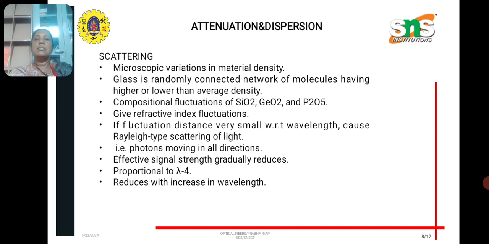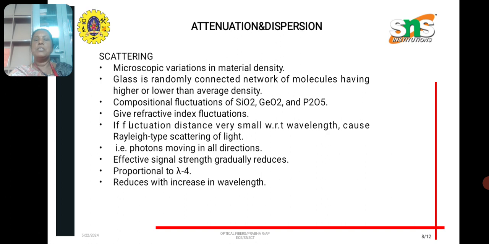And the next case is the scattering. Scattering is due to microscopic variations in material density. And we know that optical fiber is made up of glass, and glass is a randomly connected network of molecules having higher or lower than average density. And it has the compositional fluctuations of silicon dioxide, germanium oxide, and phosphorus P2O5. And this gives refractive index fluctuations.